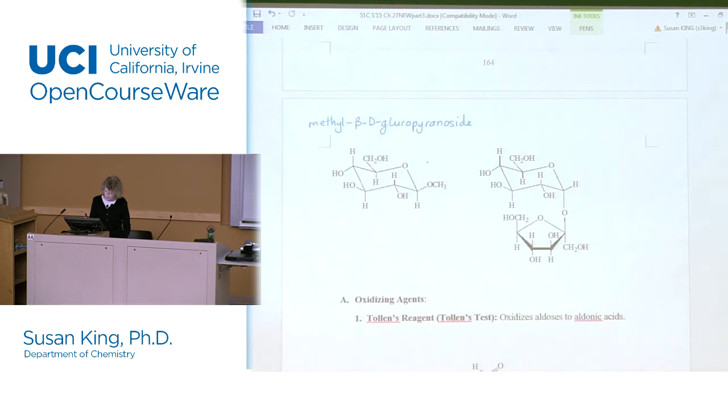And what we want to do is key in on the anomeric carbon. This anomeric carbon here is a glycoside, or an acetal if you want to think of it that way. And so therefore this is a non-reducing sugar, and that's because the anomeric carbon is tied up in an acetal linkage.